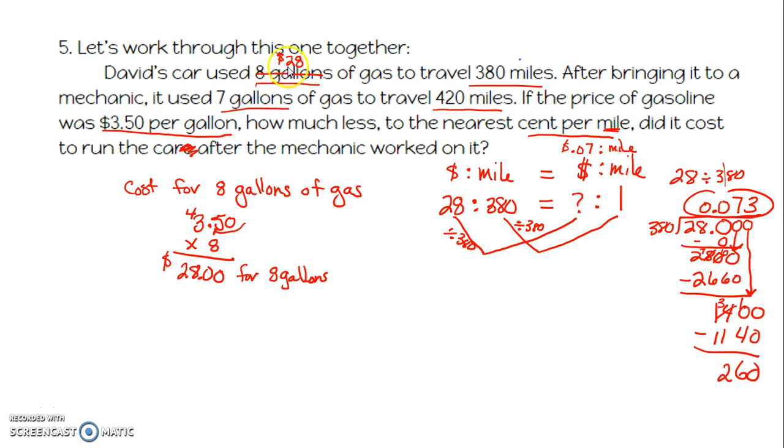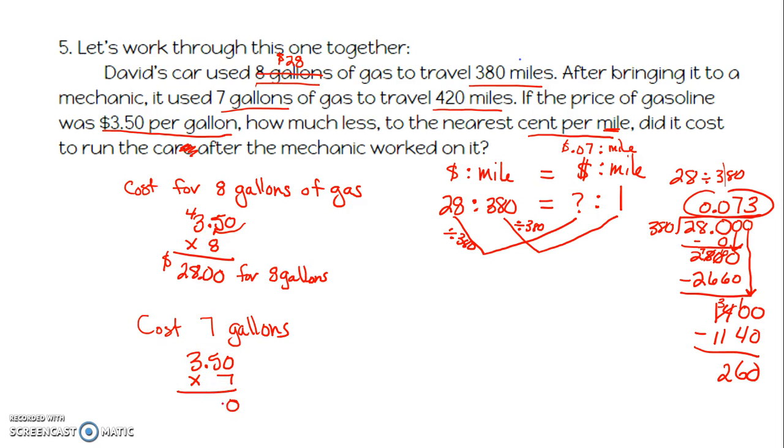Okay, so now I got to figure out the cost of 7 gallons. So now I got to do the same process, but with 7 gallons. Well, you know it's $3.50 each gallon. We're going to buy 7 gallons. I'm just estimating. So 3.5 is about 3 or 4. So 7 times 3 is 21. 7 times 4 is 28. My answer is going to be somewhere between 21 and 28. That just helps me with my decimal placement.